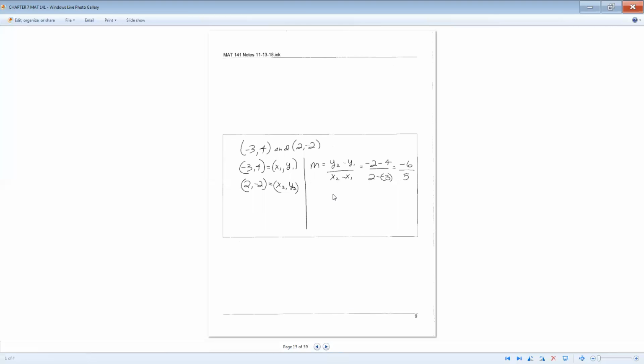One more example, if I have -3, 4, and 2, -2, I decided to let -3, 4 be x1, y1, and 2, -2 be x2, y2. Plug them in, y2 is -2, y1 is 4, x2 is 2, x1 is -3, so that'll be a -6 over +5. So that would be my slope.